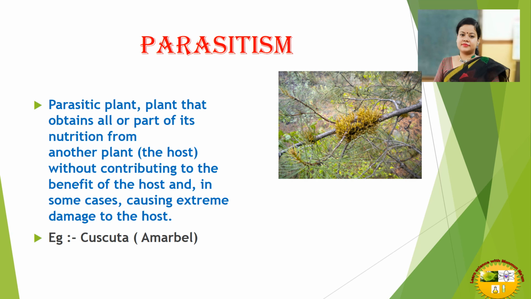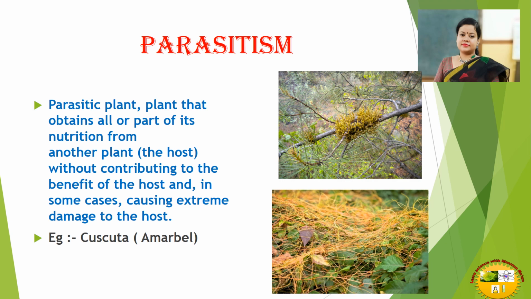Here you can see a parasite, a thin yellow non-green plant, not able to perform photosynthesis, and they take nutrients from the host plant, thus causing harm to the host. This is dodder. See.